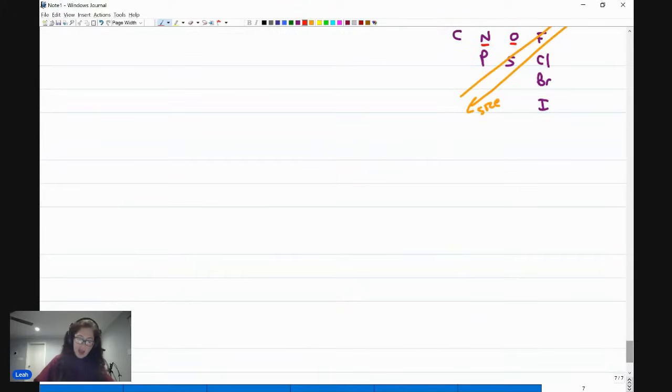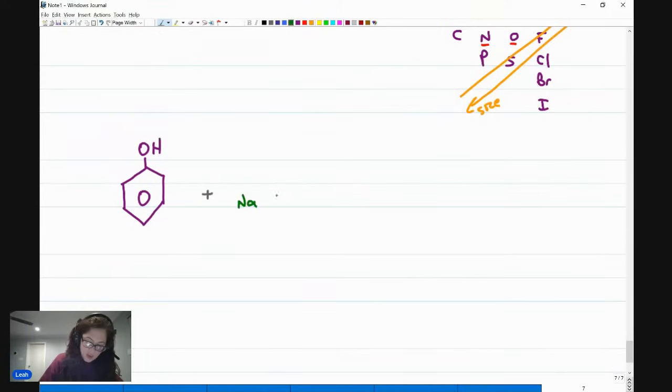So let's take a look at another problem. Same situation where I give you two molecules and I want to figure out the product of this acid-base reaction and then determine which side is favored by equilibrium. So if I react a phenol with a sodium ethanoate, I missed it over there. First thing I want to do is complete the reaction.